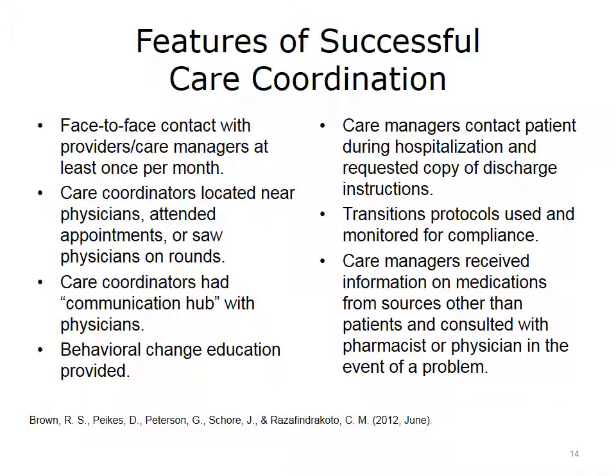Documented in the literature, both in Brown and from the Agency for Healthcare Research and Quality, are several features that make care management and care coordination successful. The care coordination intervention should happen at least one time per month and should include face-to-face contact with the care managers or providers. In other words, there is not a lot of evidence that telephonic care management improves quality, or reduces cost and utilization of care.